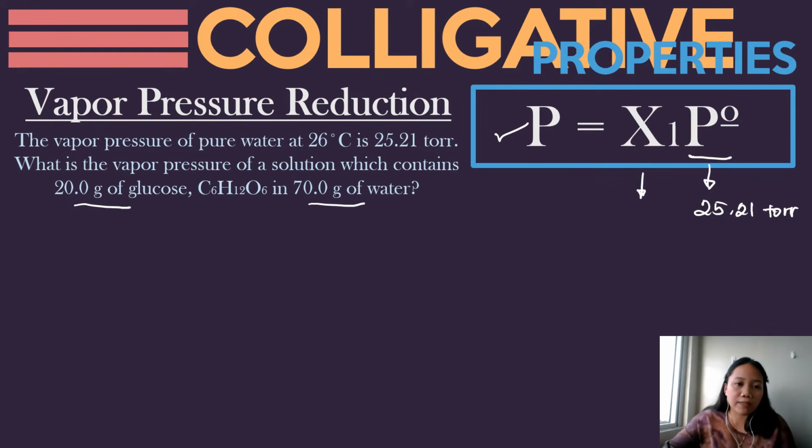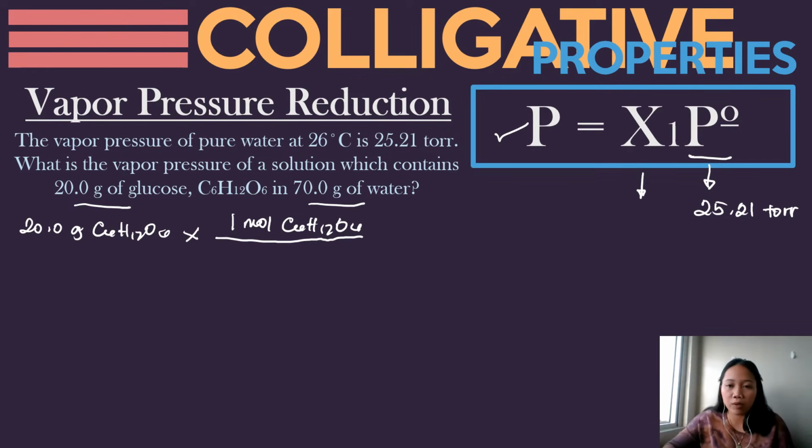So, let's start with 20.0 grams of glucose, that is C6H12O6. Just remember how to solve mole fraction. Since it's mole fraction, we need to change our grams into moles. In every 1 mole of C6H12O6, please pause the video and solve for the molar mass of your glucose. If you already have the molar mass, that would be 180.156 grams of your C6H12O6. All you have to do is cancel out the grams, and you can now have the moles. That would be 0.110 mole of your C6H12O6.